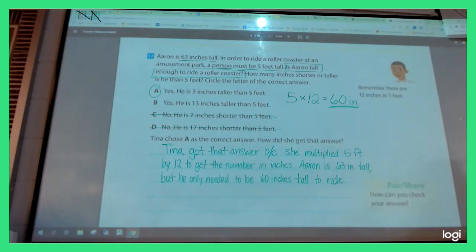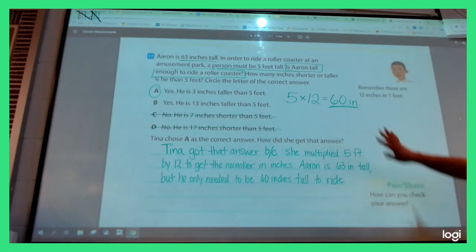Did anyone write something different that you want to share with class? Emma? She got A because she did 5 times 12 to get to 60, and 63 is 3 inches taller. Really good. As long as you got something similar to what I wrote or what Emma wrote, or something that you know is correct, you're good. Any questions on that one?